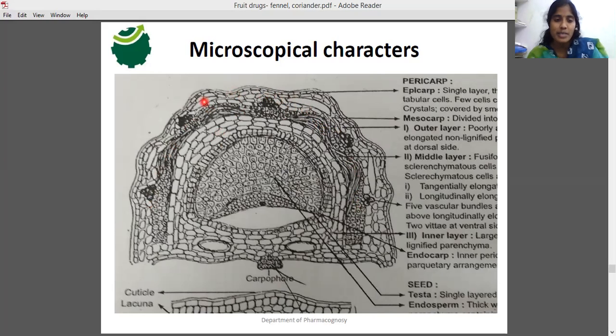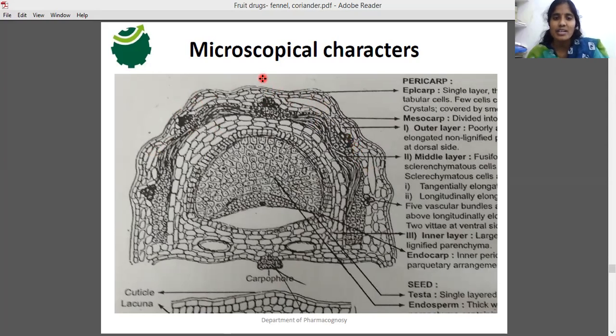The outer layer is made up of parenchyma type of cells which are tangentially arranged. And here you can see this side is the dorsal surface, right? And this one is the commissural surface or ventral surface. On the dorsal surface, you can see lacunae in the outer layer of the mesocarp. This part is called lacunae. Here you can see four lacunae: one, two, this one is three, and four. Four lacunae you can see on the dorsal surface, right?